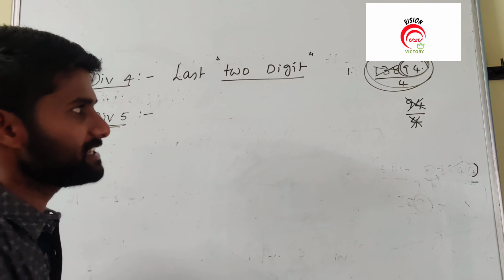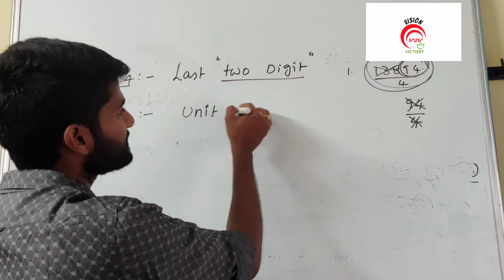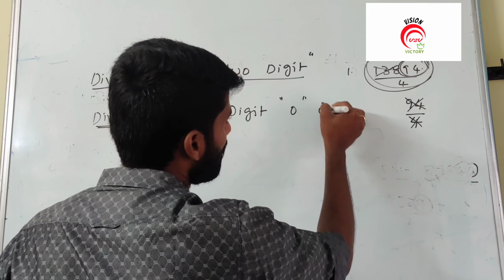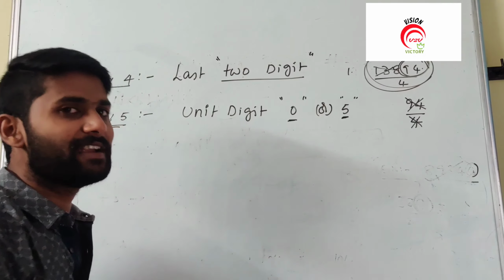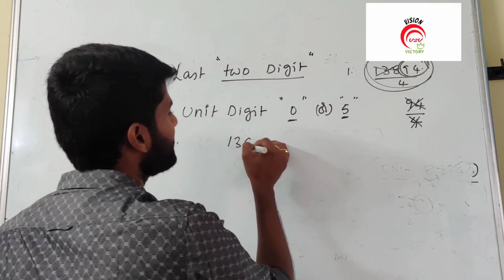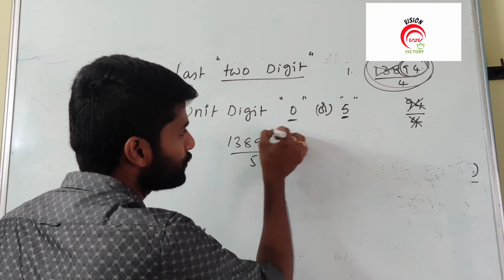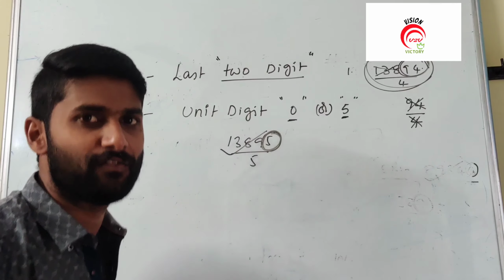Next, the divisible by 5 rule. The divisible by 5 rule says focus on the last digit, the units digit. If the units place is either 0 or 5, then definitely the entire number is also divisible by 5. For example, is 13895 divisible by 5? Just focus on the units place. If the units place consists of either 0 or 5, the entire number is divisible by 5.